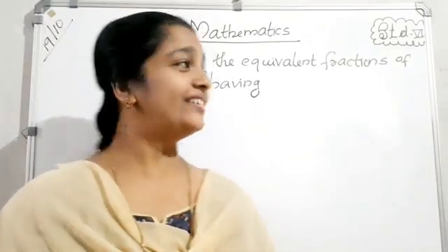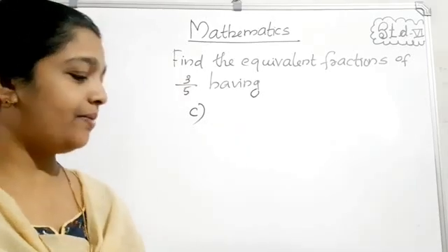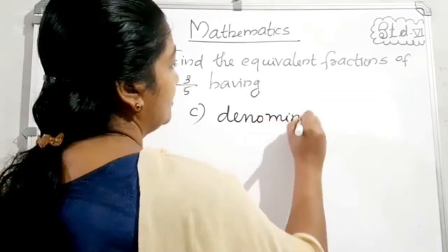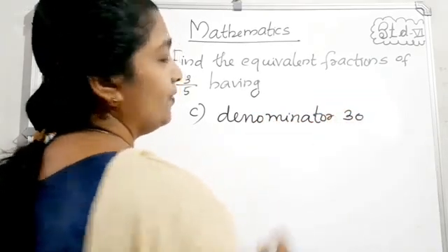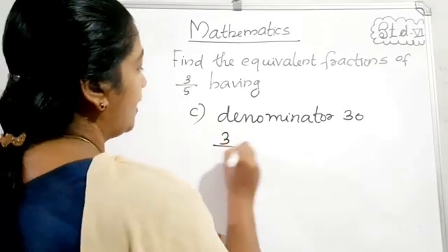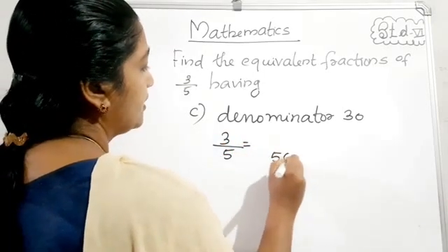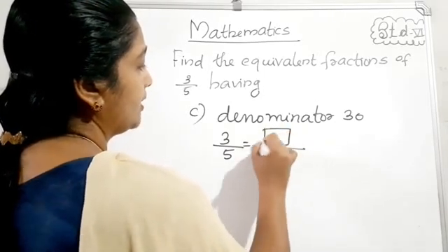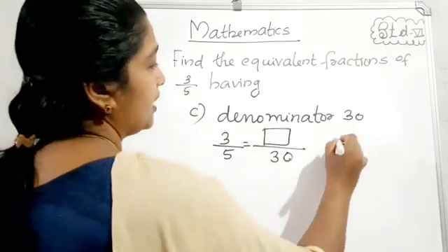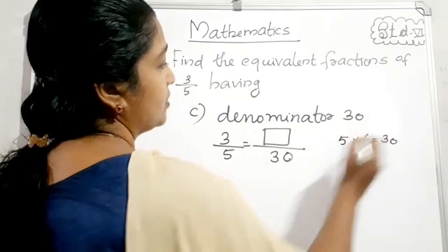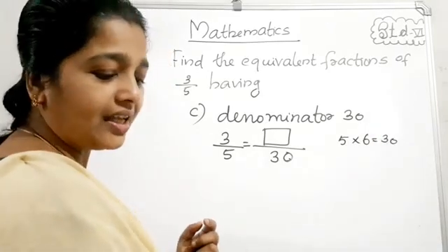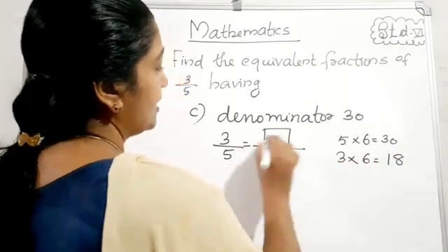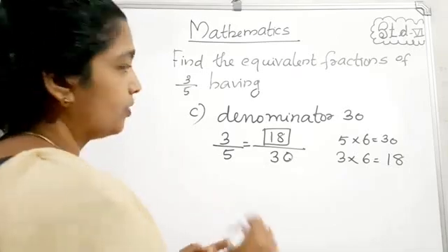Question. Again, find the equivalent fraction of 3 by 5 having denominator 30. So, we can solve? Yes. 3 by 5 equal denominator 30. Listen, we want to find the numerator. 5 into 6 equal 30. So, say the answer. 3 into 6 equal 18. 3 6s are 18.